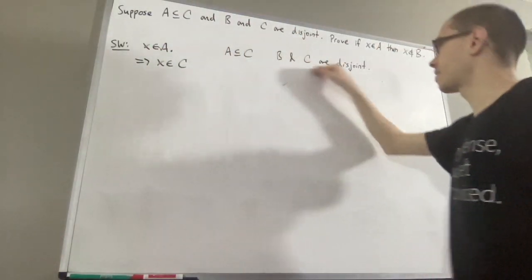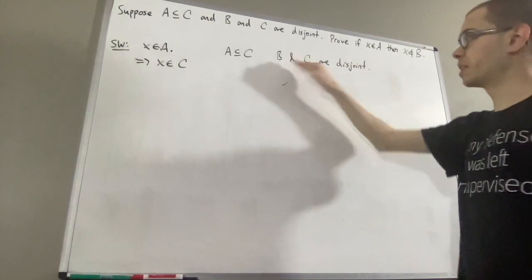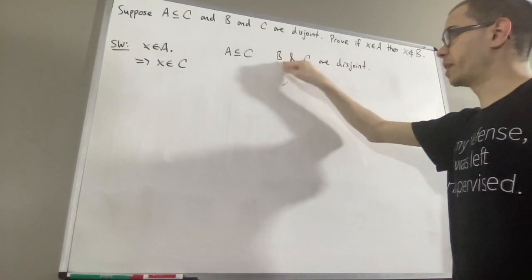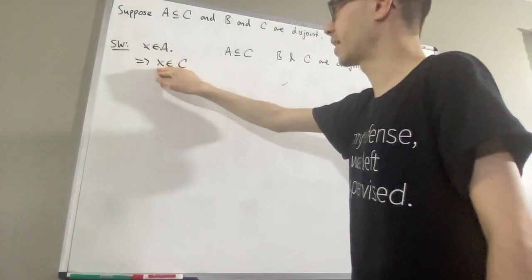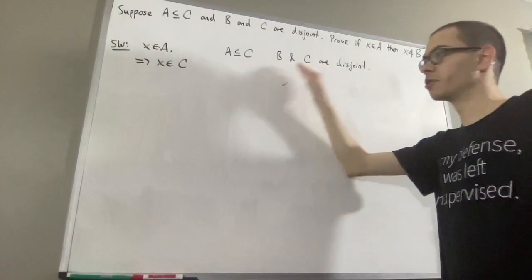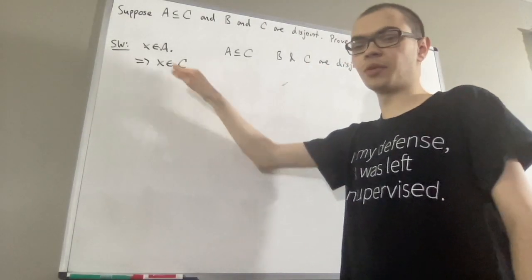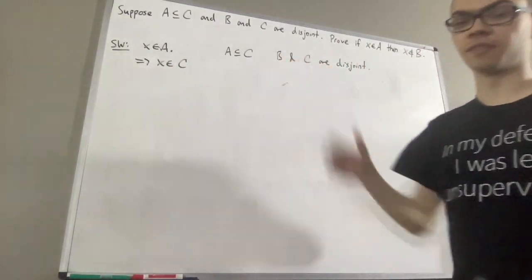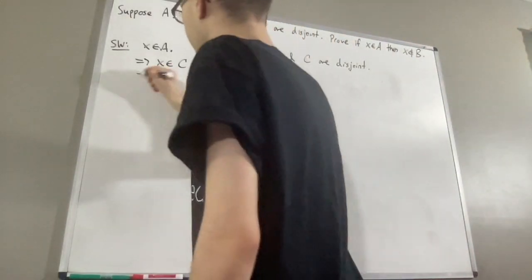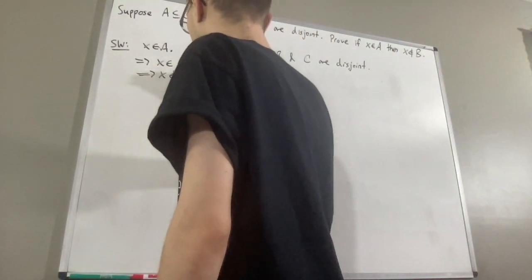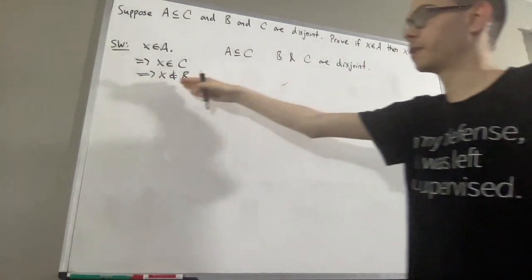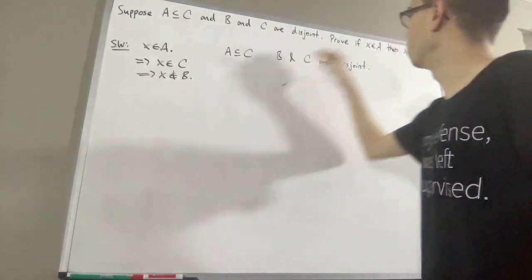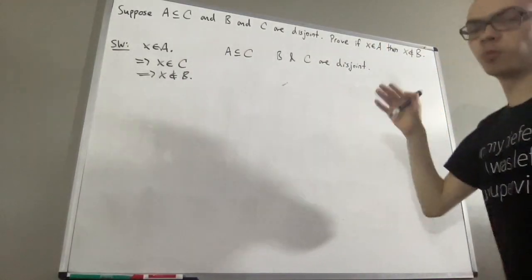But then what about this given? Well, since B and C are disjoint, this means B and C don't have any elements in common. So in particular, it can't be the case that X is an element of both B and C. Well, we know X is an element of C, so X can't also be an element of B. So X is not an element of B. And we've logically deduced X is not an element of B. So that proves this conditional statement. We're ready to write up the proof.